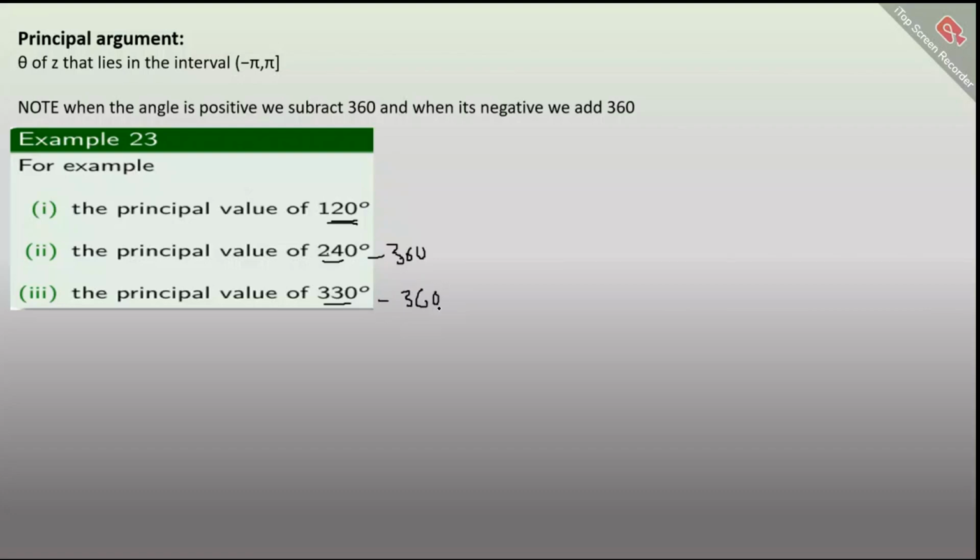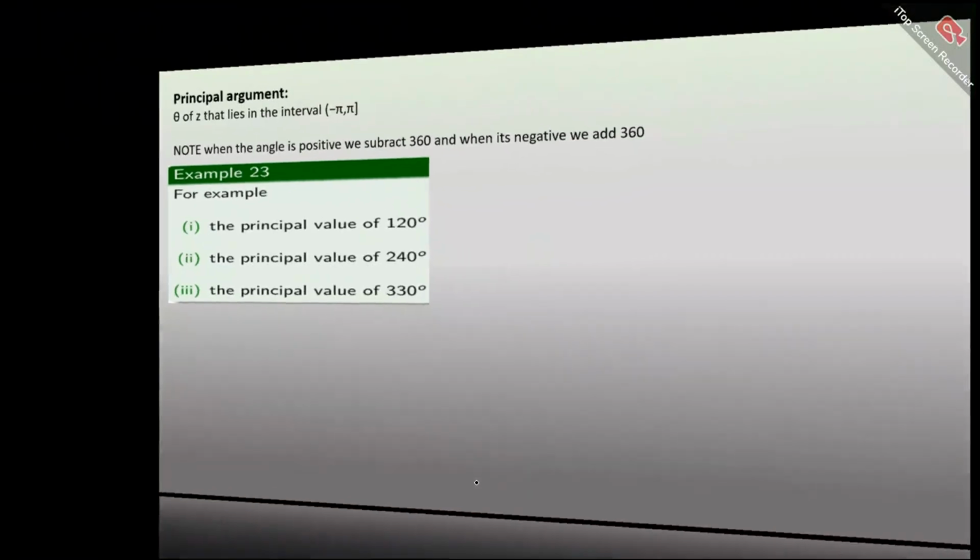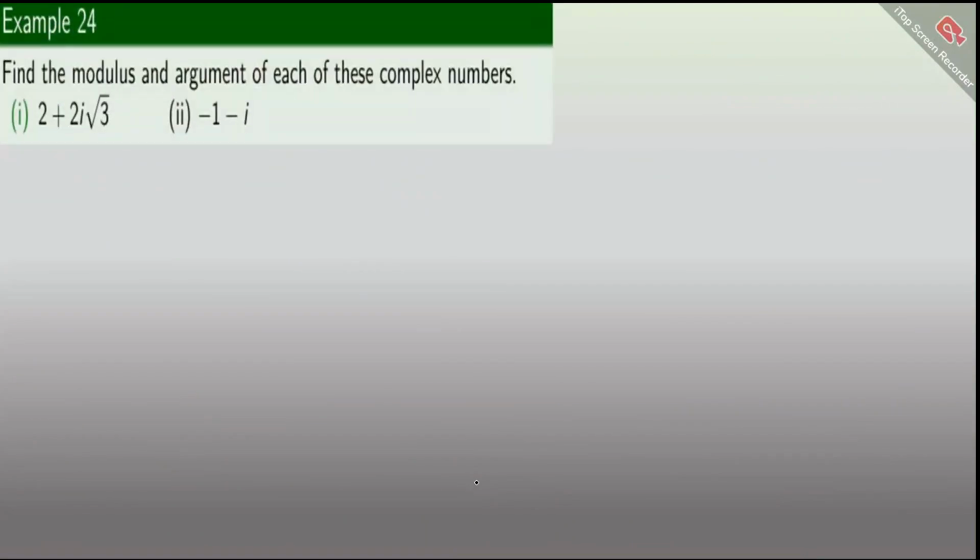If it still gives you a number which is not in the range, again you subtract 360. Okay, let's move on. Now we can have examples. Find the modulus and argument of each of these complex numbers. Okay, so it's very simple.